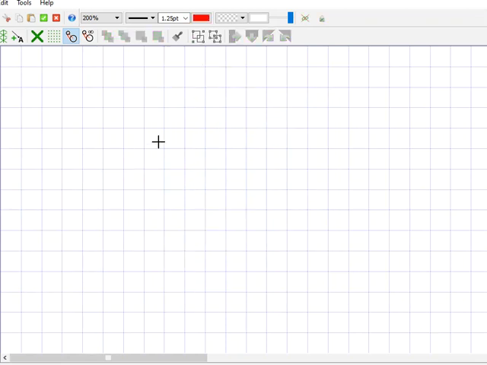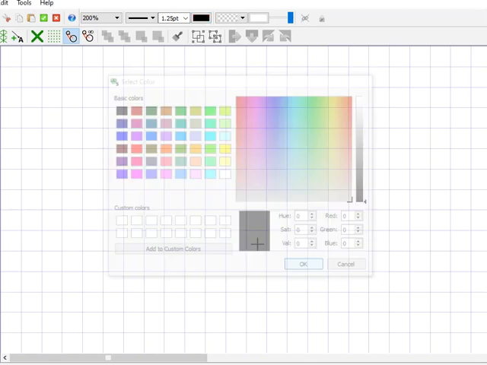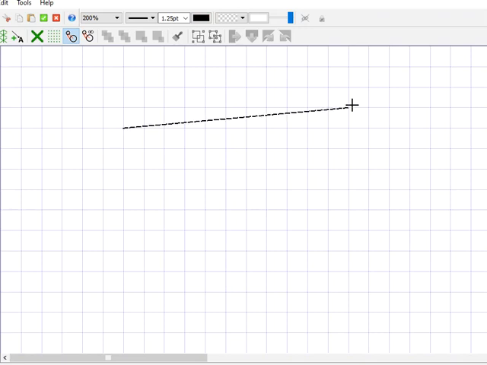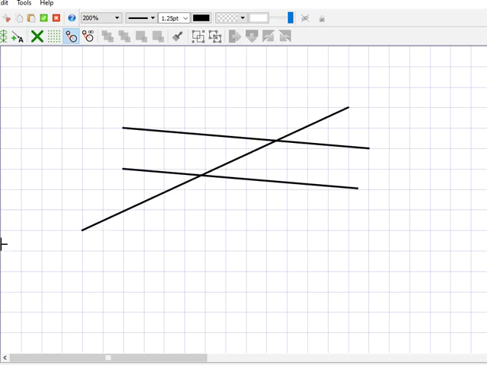Now let's try another. Let's draw a parallel line first. Oh, sorry, I will work in the black color. Okay, let's draw a parallel line for that one. Yeah, that's parallel now. Cut it with, okay, I cut it. Now, as you see, these two lines are parallel, that one and that one. So we cut it with another line. Let's check the angles.